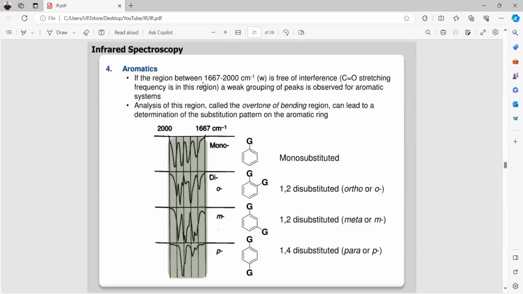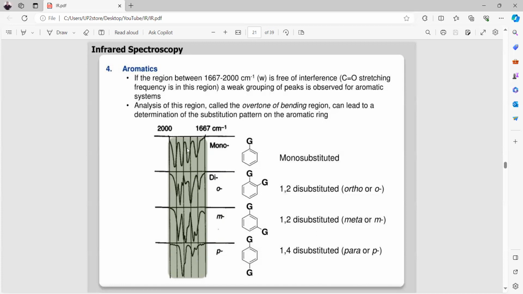The region between 1,667 to 2,000 centimeter minus 1 is free of interference, such as the C double bond O stretching frequency, which is in another region. A weak grouping of peaks is observed for aromatic systems. Analysis of this region, called the overtone of bending region, can lead to determination of the substitution pattern of the aromatic ring. This region is really important.